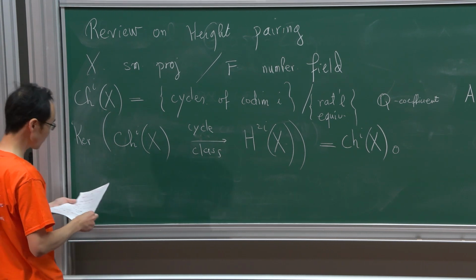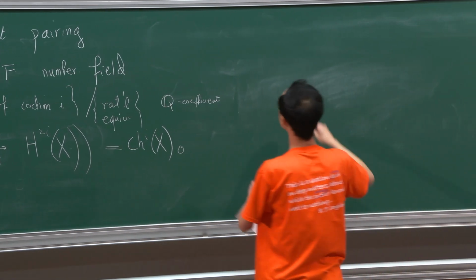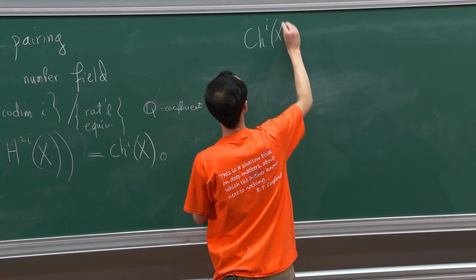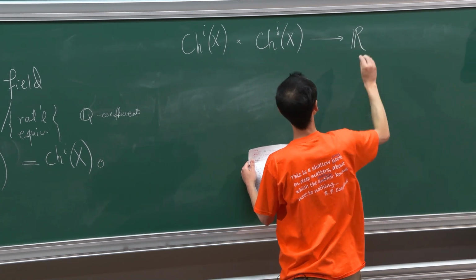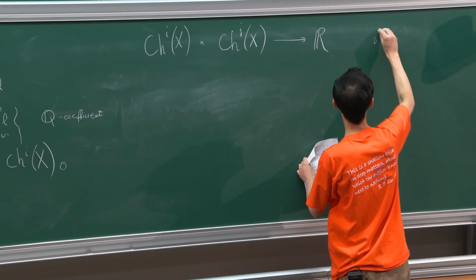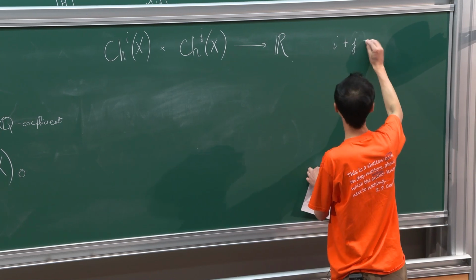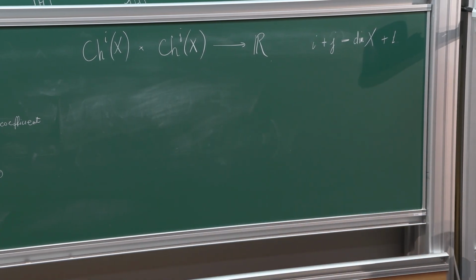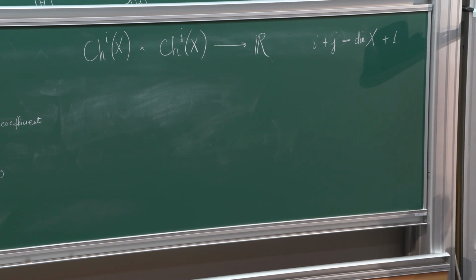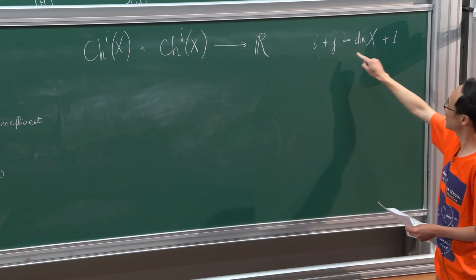So the height pairing is at least, well, conjecturally defined. It's the following pairing: between Chow^i(X)_0 times Chow^j(X)_0 going to the real numbers, just like the Neron-Tate height, whenever i plus j is complementary arithmetically, in the sense that i plus j is actually dimension of X plus 1. This extra 1 indicates that if you extend everything to an integral model over the ring of integers, you do have a complementary dimension on the nose. For example, in the case of a curve, you have codimension 1 plus 1 equals 1 plus 1.